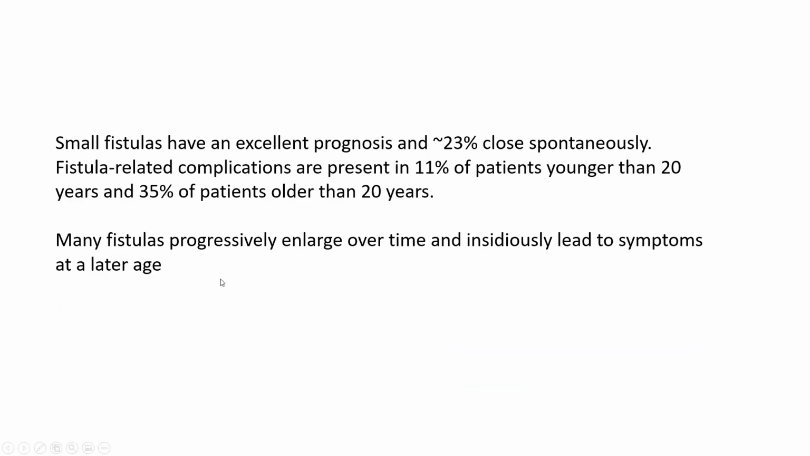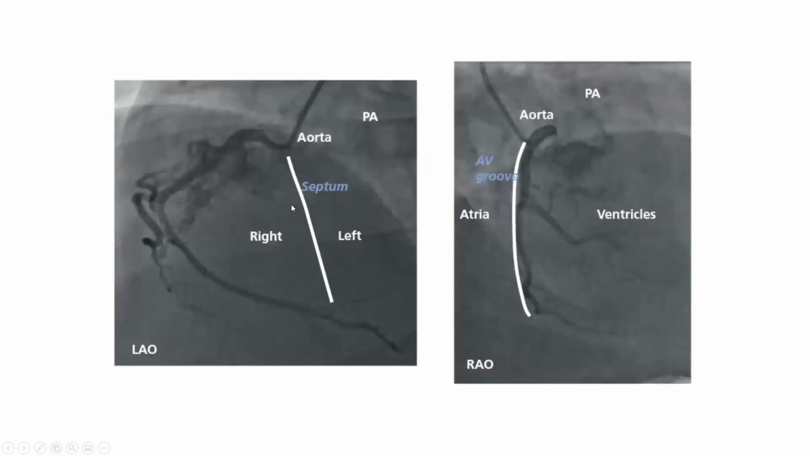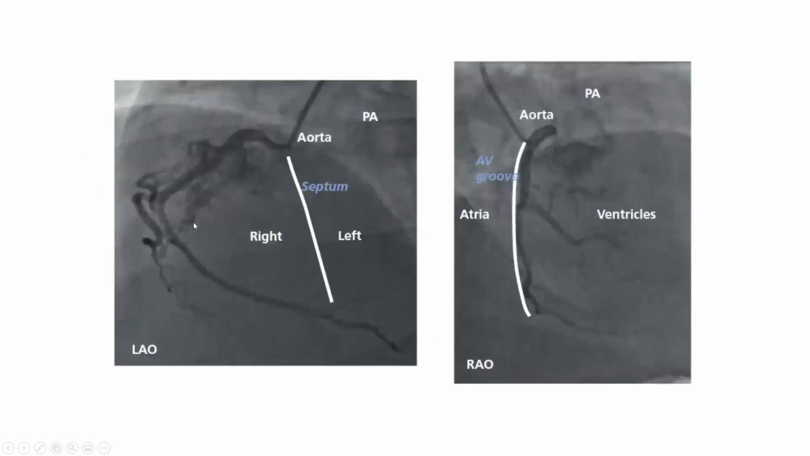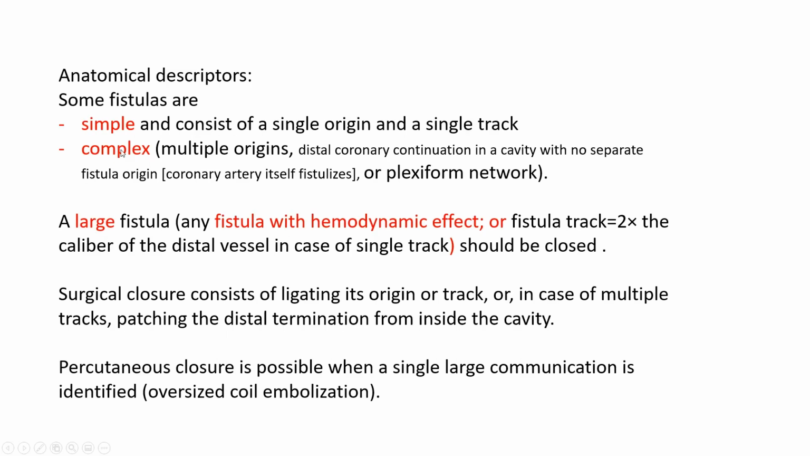So this one, we call it a complex fistula, a plexiform network, with multiple origins, multiple terminations, or the coronary artery itself fistulized. So that's how I explain this. Imagine that the right coronary artery finishes in the PDA and the PDA itself finishes in the RV. This is what we would call the right coronary itself fistulizing, finishing in the RV. This is also a complex coronary fistula. Okay, so this is just some terminology for you to know.